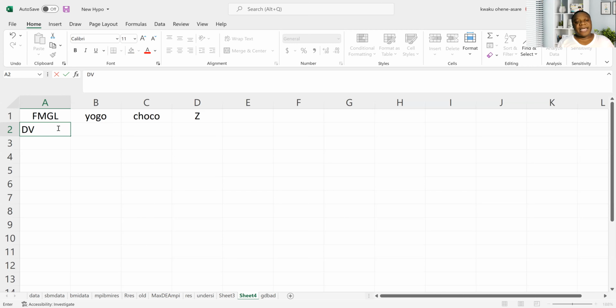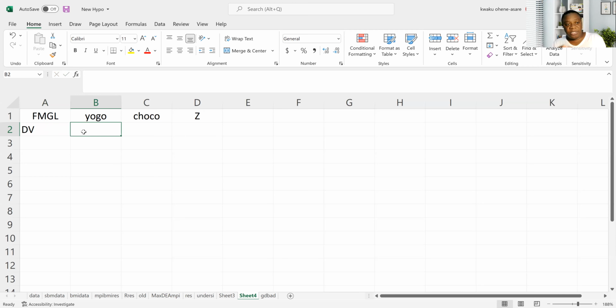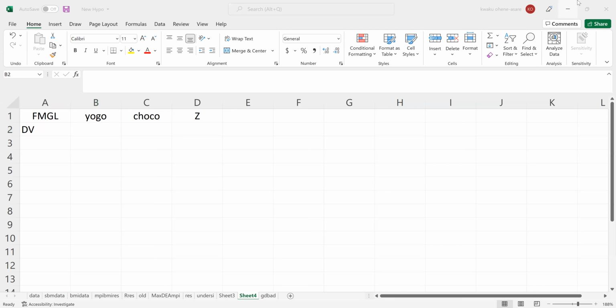The items I'm about to write on the right of the DV, that is in cell B2, in cell B3, and on and on, what I'm about to write are the decision variables. Okay. So right now, we don't know the values of the decision variables. We don't know them currently.